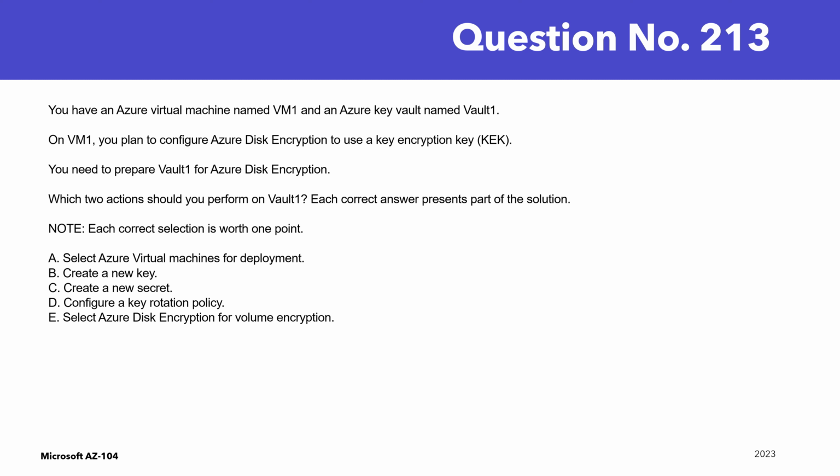A. Select Azure virtual machines for deployment. B. Create a new key. C. Create a new secret. D. Configure a key rotation policy. E. Select Azure Disk Encryption for volume encryption. Correct answer: B and E.